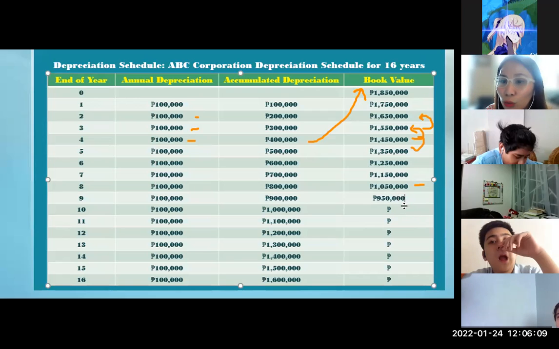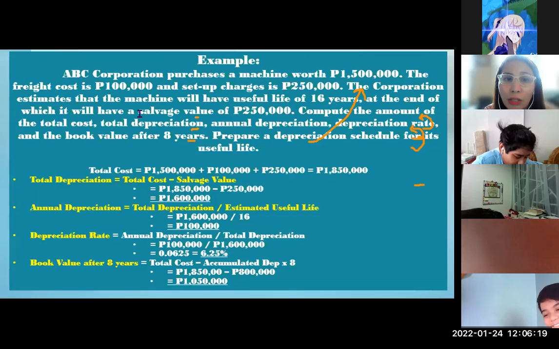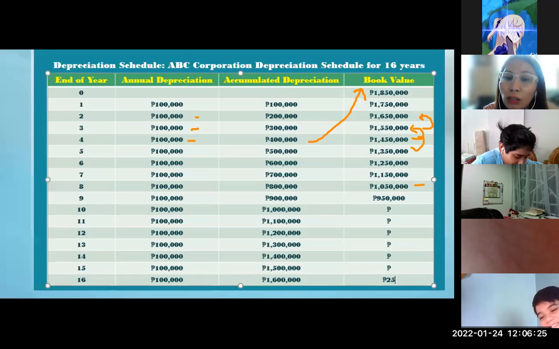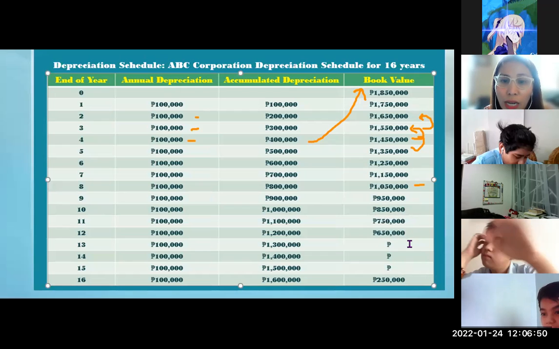Kasi the amount is reduced until such time that we reach the year 16, which is magkano yung given na amount? Ito, salvage value, 250,000 pesos. Therefore, we need to put it here, 250,000 pesos. And we have to check kung tama yung ating salvage value. Reduce lang natin ng reduce. 950,000 now becomes 850,000 pesos na lang ang value ng ating machine. On the 11th year, meron na lang siyang 750,000 pesos. 650,000 pesos on its 12th year of usage. 550,000 pesos.